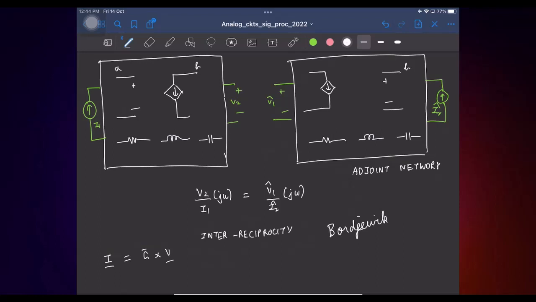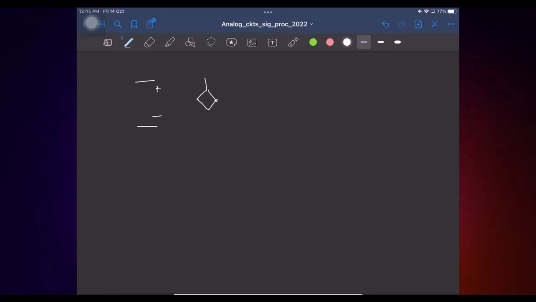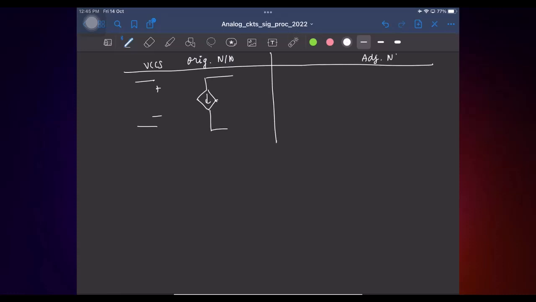That's all. Okay, so let's actually stare at this result once and understand it so that for the other control sources, we can look and say what we have to do, right? So again, this is for the VCCS. This is a VCCS. This is the original network. Okay. So even in the adjoint network, we still have a VCCS.